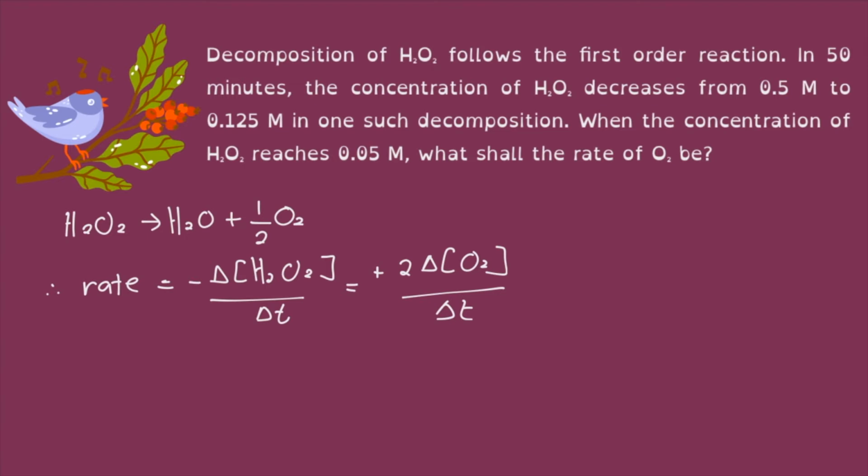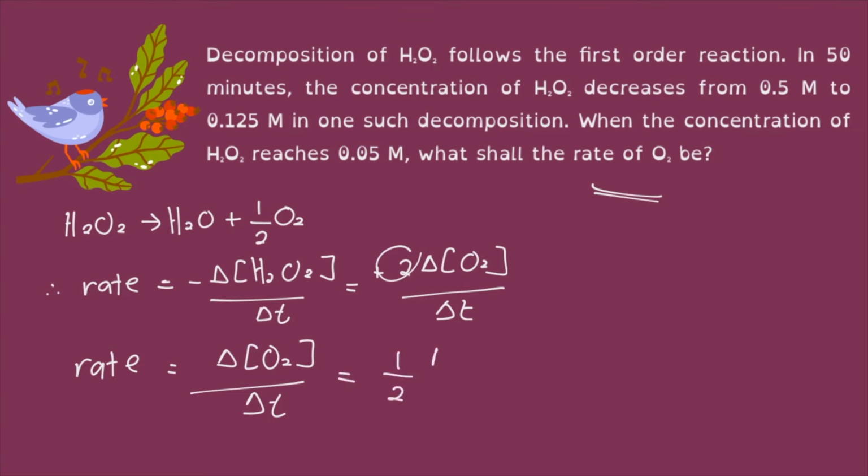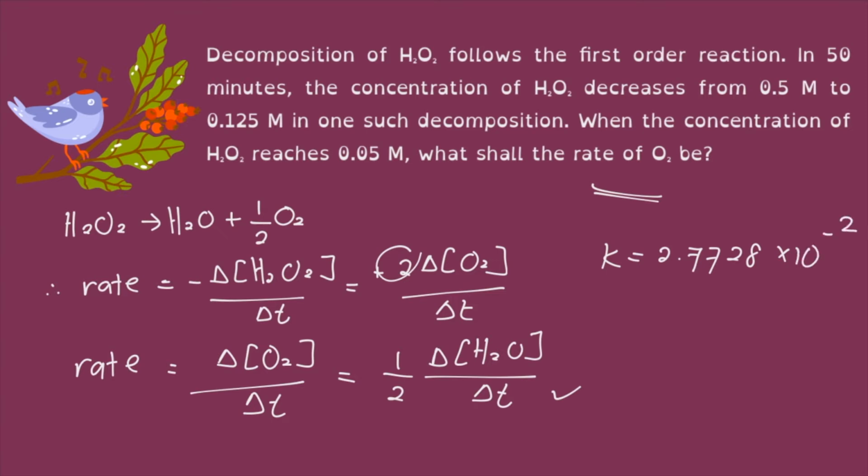Alright, so since the question asks you to calculate the rate of oxygen instead of 2, so we can say that the rate is actually equivalent to delta O2 over delta t is equivalent to 1 over 2 delta hydrogen peroxide divided by delta t. Right, so we already have this, and we know that the value of K, which is the rate constant, is equivalent to 2.7728 times 10 to the power of negative 2.